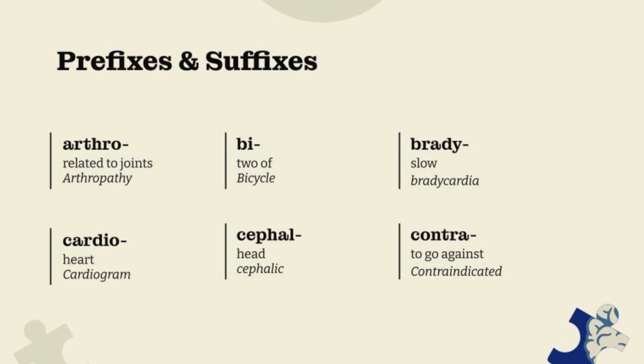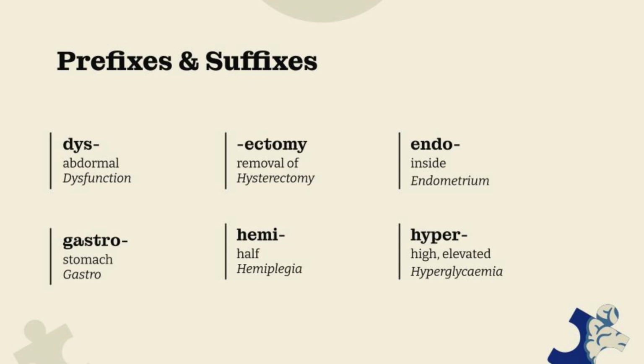Cephal, head, and the example is cephalic, which is of or related to the head. Contra is to go against. So our example here is contraindicated. Contra, against. All right, dys, abnormal. So for example here we have dysfunction. Ectomy is the removal of, for example, a hysterectomy. Endo is inside. For example, your endometrium is the inner lining of the uterus. Gastro relates to the stomach.